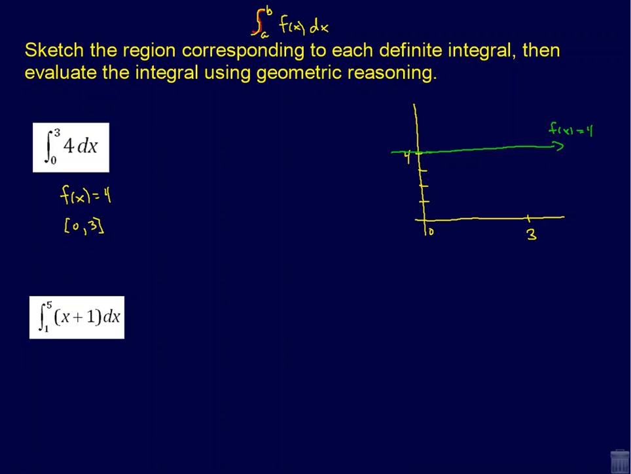And interpreting this integral as area, I'm going to draw a vertical line here at x equals 3. And I'm going to take my highlighter and I'm just going to shade all this in.